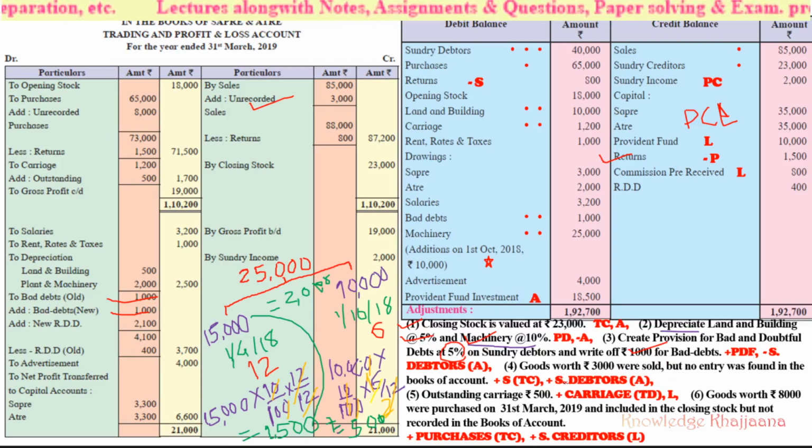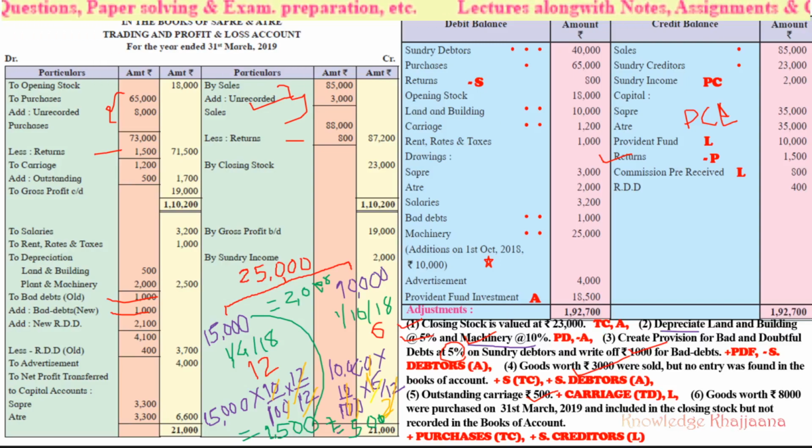Then the remaining second entry will go to the assets. Then outstanding carriage rupees 500, so we will add outstanding carriage of rupees 500. Then the second is the liability. Goods worth rupees 8000 were purchased on 31st March 2018, so to the purchases we have to add the unrecorded purchases first, rupees 8000. See, the same rule applies to purchases as it did for sales. So you have to add the unrecorded purchases or unrecorded sales first, then you have to deduct their returns. Okay. Next.